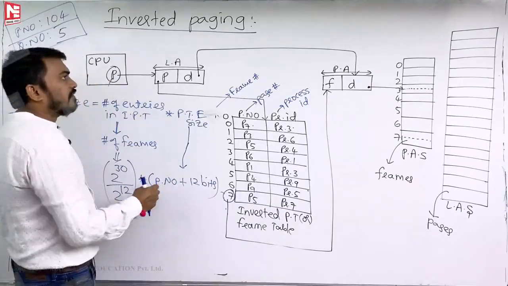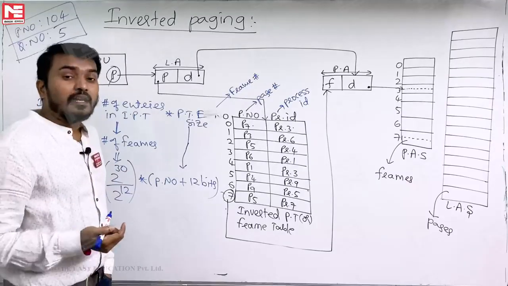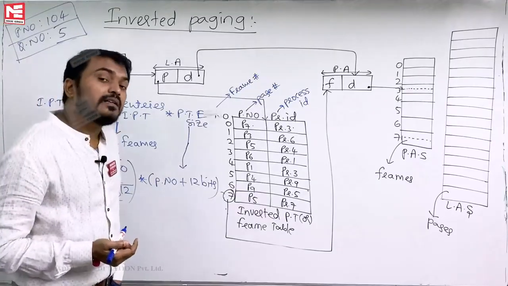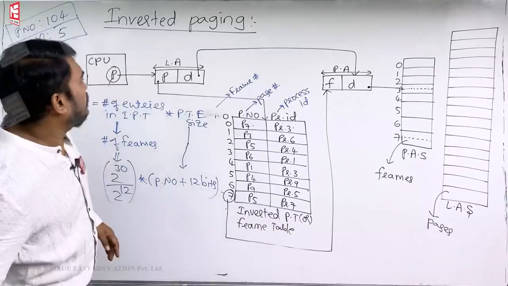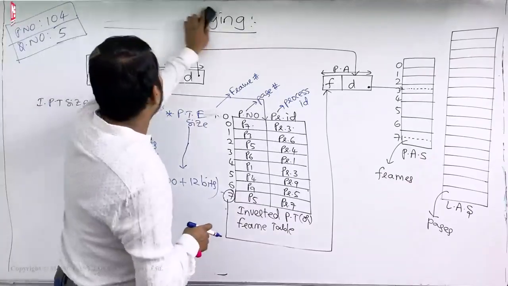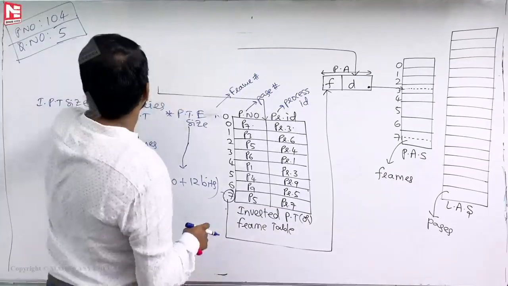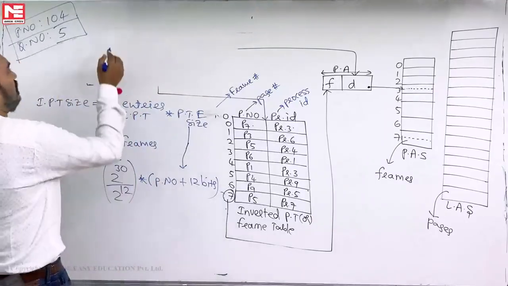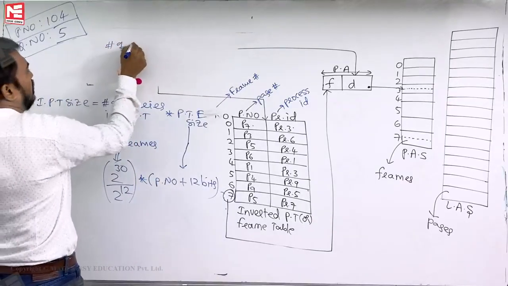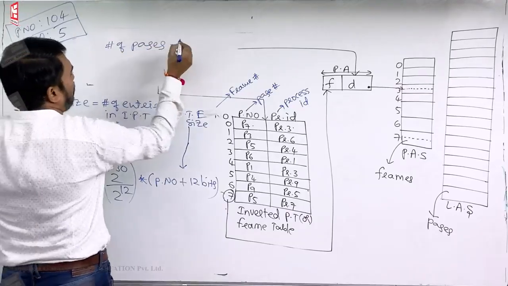How many bits are required for the page number? How will we get that? You need to find out the number of pages. So I am finding it here. Look here, you need to find out the number of pages. Now tell me the number of pages. So how will we find the number of pages?